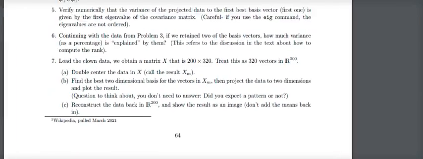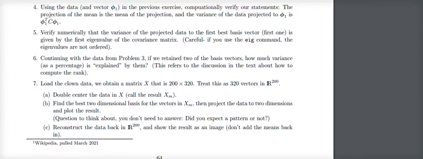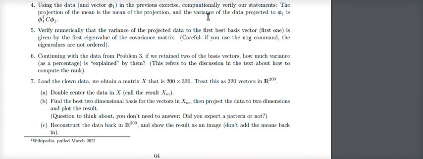Okay, so it seems I need a little clarification here. I was going through the homework problems and I think I did the wrong ones. In number 4, it says to check that the variance of the data projected to phi1 is the same as phi1 transpose C phi1. And I had mixed that up with this bottom one where we're taking the variance of the projected data to be the first basis vector.